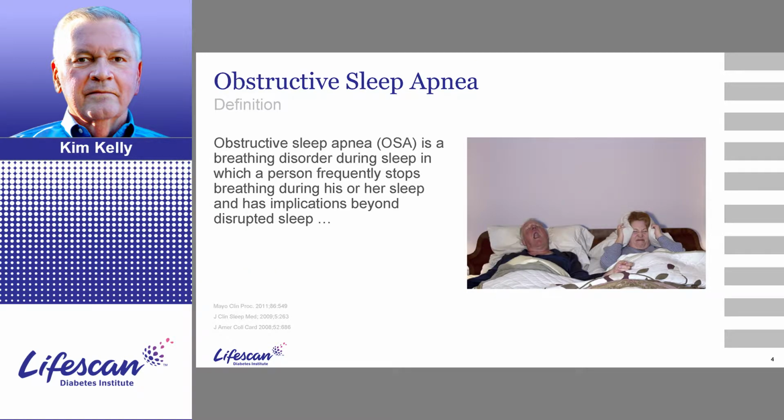Obstructive sleep apnea has a whole variety of definitions. There are a number of organizations that have very detailed technical definitions. This is one definition that I like because it fits with what we're talking about here. Obstructive sleep apnea is a breathing disorder during sleep in which a person frequently stops breathing during his or her sleep and has implications beyond disrupted sleep. That's what we're going to be talking about here, what those implications are.